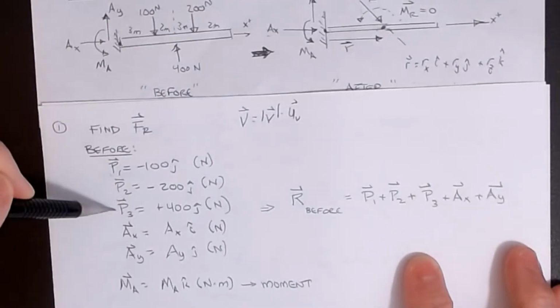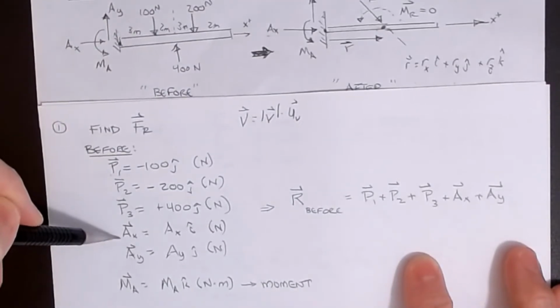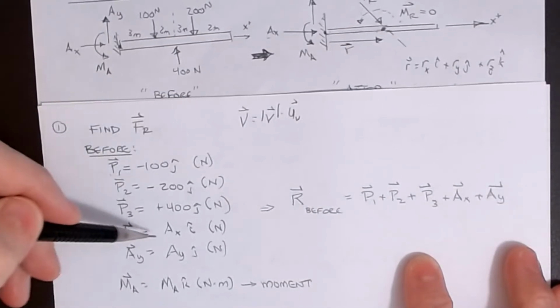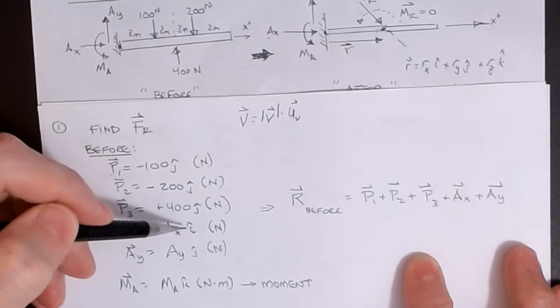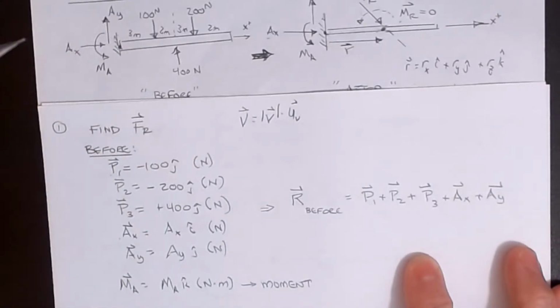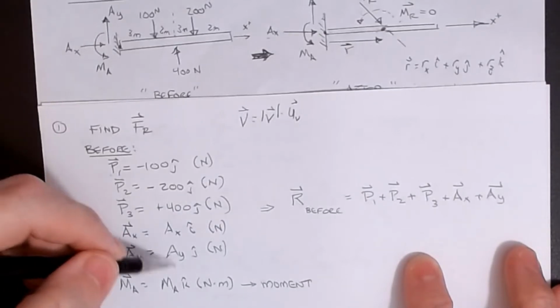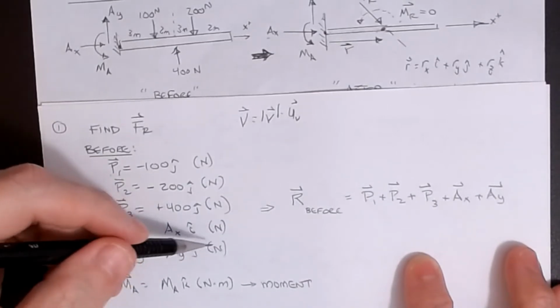So that's this one. Our AX as a vector would be whatever this magnitude is. And again, I don't know it, so I'm just going to call it AX multiplied by an I direction. I'm assuming positive to the right. Okay, and that will be a Newton force. And then an AY is AY J acting upwards.